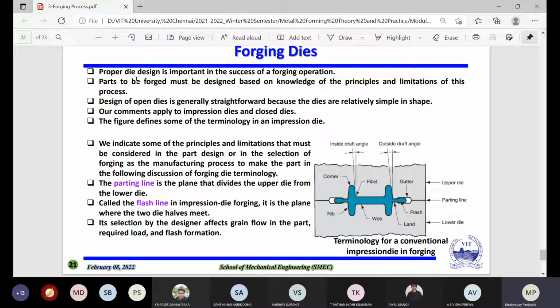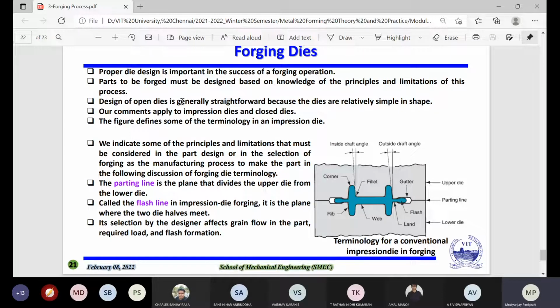It is mentioned that proper die design is important in the success of a forging operation. So you have to design your die in the beginning, then only it will be possible. Because if your design is not good, as a mechanical engineer, when you are thinking about the designing process, you have to design it properly. If you do not design it, then probably it will not work.